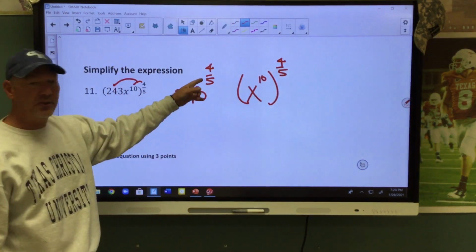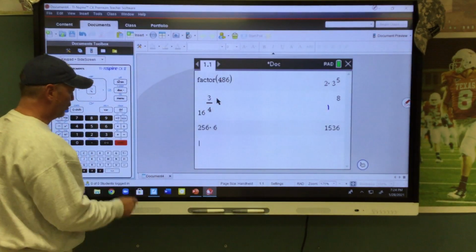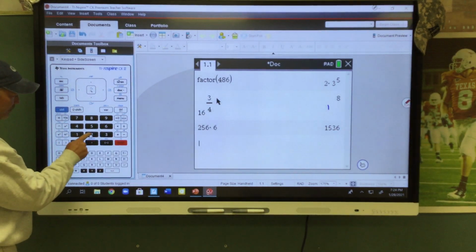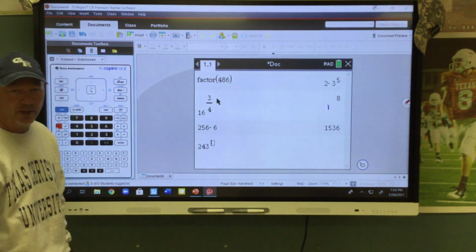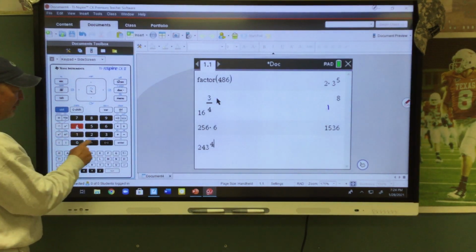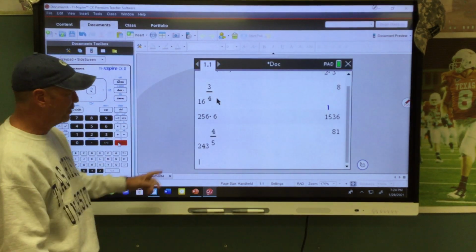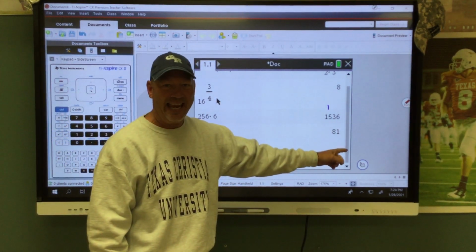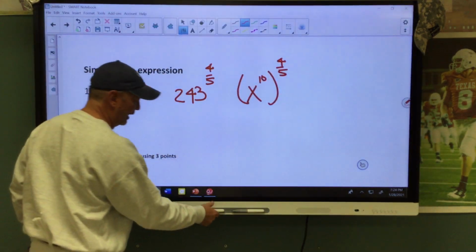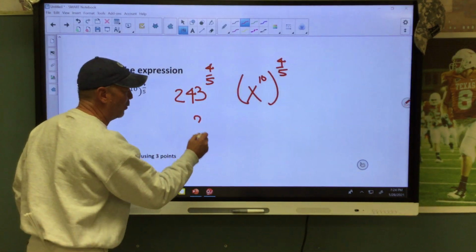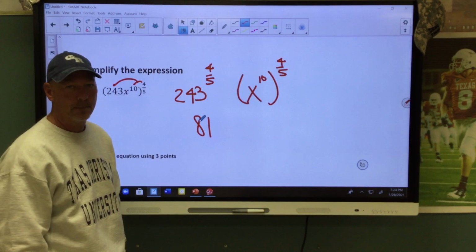Okay, so I don't know what this is. Let's go to our calculator. So it says 243 raised to the 4/5. 4 divided by 5. Enter. And that's going to give me what? It's going to give me an 81 as my answer. So we go back and we said that this is going to give us an 81. 243 to the 4/5 is 81.